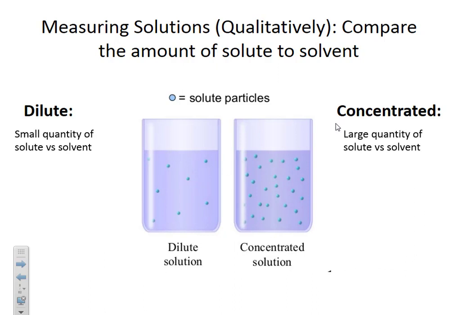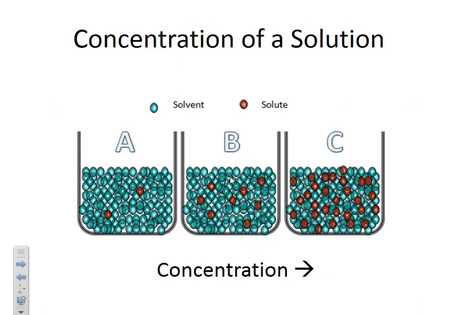When you're looking at something that's concentrated, we have a large quantity of the solute versus the solvent. You can see in both examples our solvent is the same quantity, but our solutes are what differ. The more concentrated, the larger the amount of the solute versus that of the solvent. Dilute, not as many solutes versus solvent.